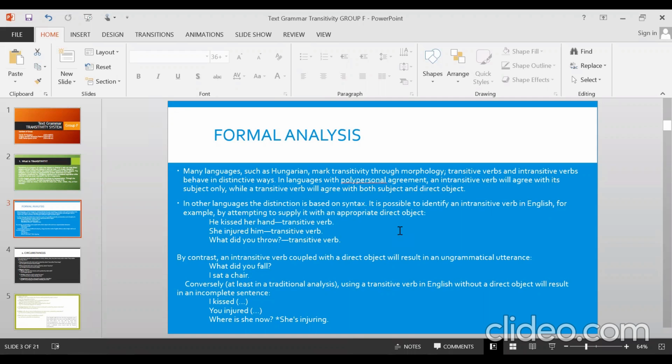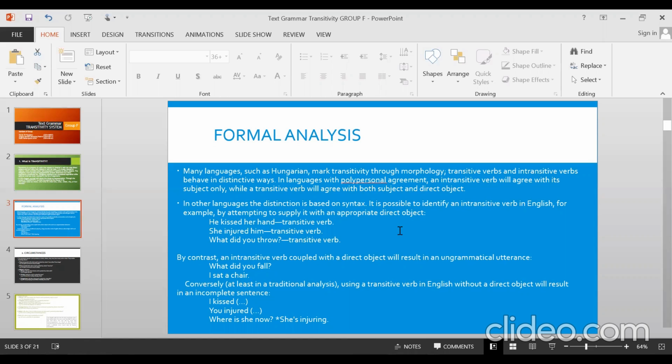In other languages, the distinction is based on syntax. It is possible to identify an intransitive verb in English, for example, by attempting to supply it with an appropriate direct object. Example, he kissed her hand is a transitive verb, and etc. By contrast, an intransitive verb coupled with a direct object will result in an ungrammatical utterance. What did you fall? I said a chair.